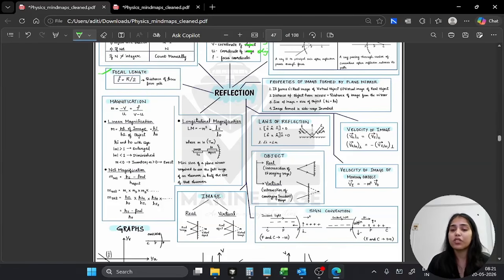Angle of incidence is equal to angle of reflection, and the incident ray, reflected ray, and the normal to the mirror all lie in the same plane. And the velocity of the object and the velocity of the image are equal in the case of a plane mirror, right?